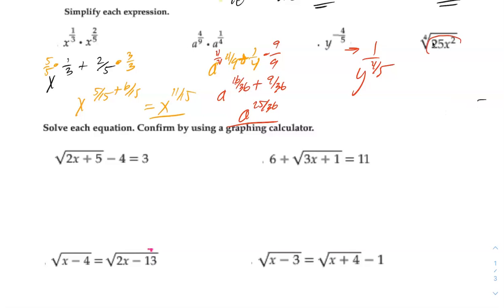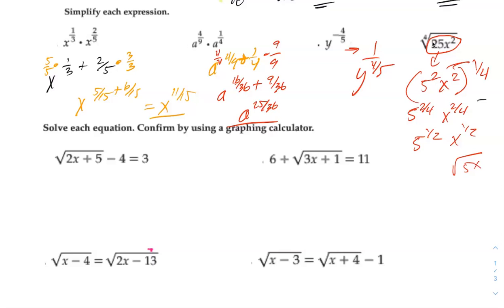I could rewrite these because nothing happens. There's no fourth root of 25. I could rewrite this as 5 squared and x squared to the 1/4. And then you could simplify it and get 5 to the 2/4, x to the 2/4. So that gets me 5 to the 1/2, x to the 1/2. Or if you want, the square root of 5x. Again, I'm not going to ask you to do that. I just want to show you that sometimes the book wants you to do stuff like that.